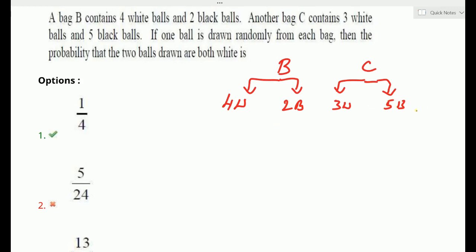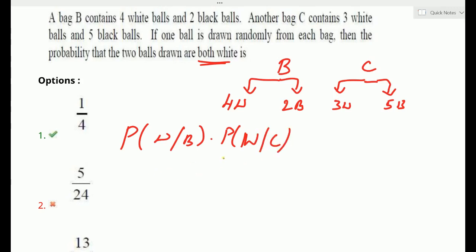Now what is the next sentence? If one ball is drawn randomly from each bag, then find the probability that both balls drawn are white. We have to draw one ball from each bag. Suppose that is the selection of a ball from B and the selection of a ball from C, and we have to find the probability that both of them are white. Means what? Clearly, white from B and white from C.